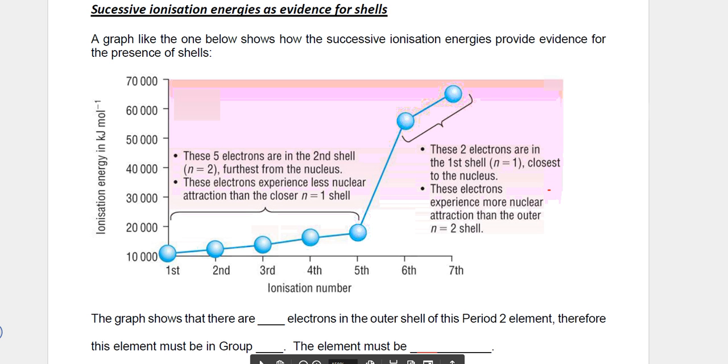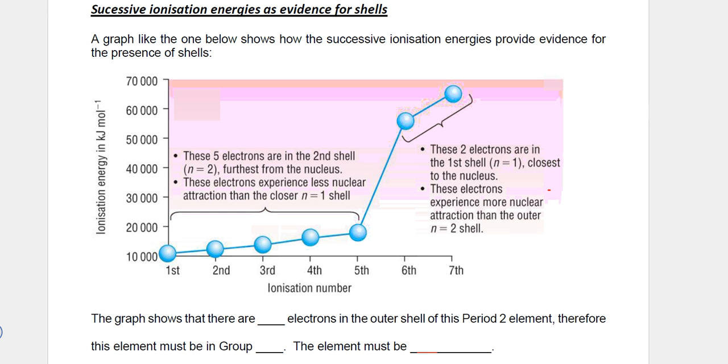What we looked at in the last video was the idea that it becomes more difficult to remove each electron from an atom. So obviously, when you try and take the second electron off, it's more difficult than the first. The third's more difficult than the second, and so on. However, it's not a nice, simple, straight line. It becomes much more difficult to take electrons off if you move from one energy level to another, which is much closer to the nucleus.